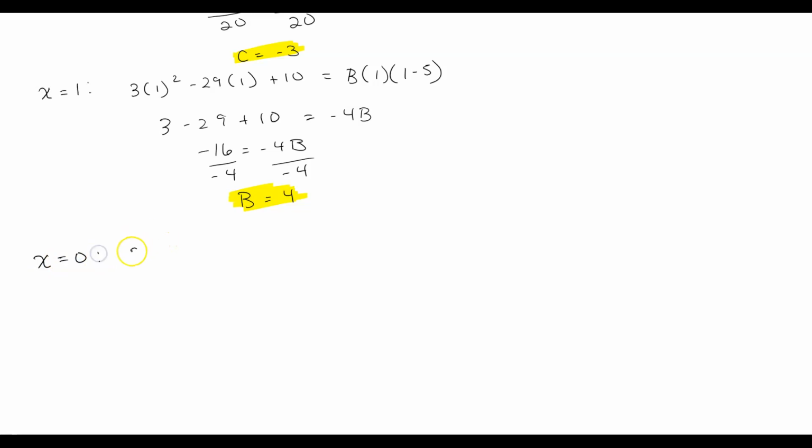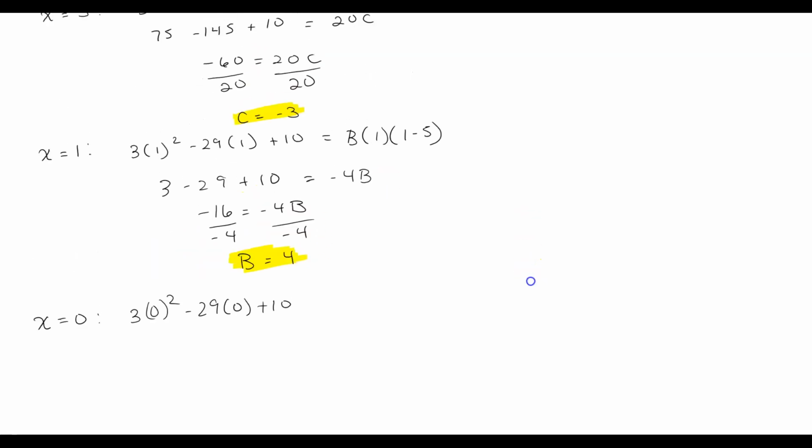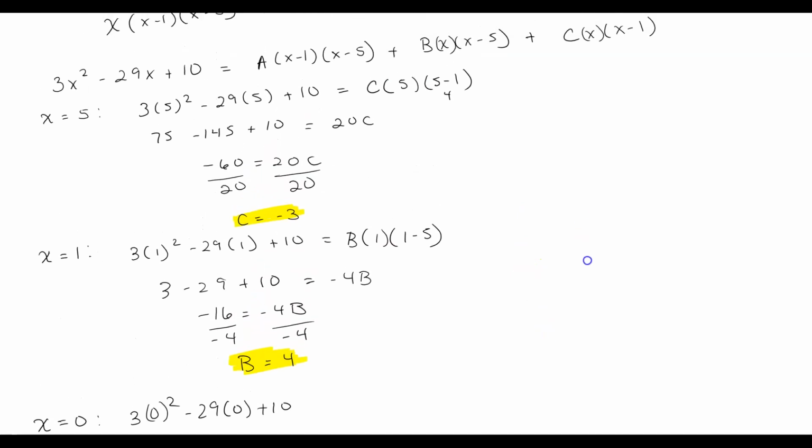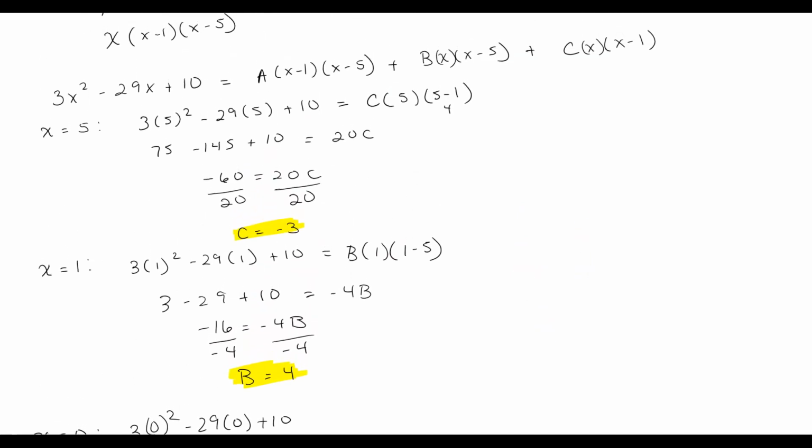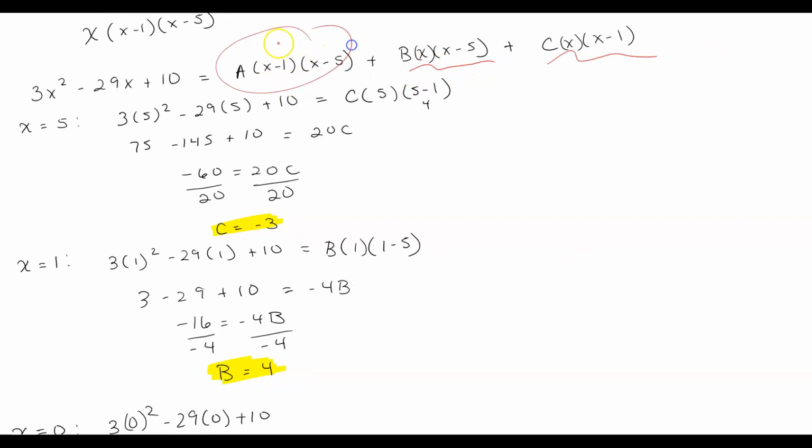x equals 0. 3 times 0 squared minus 29 times 0. I love 0. It makes things so much easier. All right, now let's take a look. What are we eliminating here that we don't need? Well, we're not going to need the b, and we're not going to need the c. We're just going to leave the a part. That's all we're worried about here, is the a.